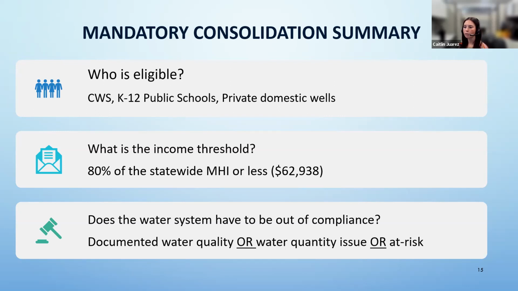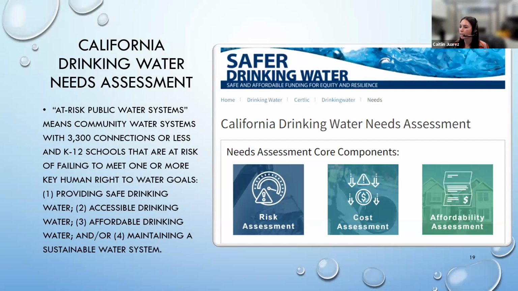And then lastly, does the water system have to be out of compliance? There must be a documented water quality issue or a documented water quantity issue, or the water system must be deemed at risk. So that bottom one, it can be either of those three options: a water quality issue, quantity issue, or at risk. So if I were you, I may be saying, what is an at-risk system? Or how do I find out if a system is at risk, if they would be eligible for mandatory consolidation?